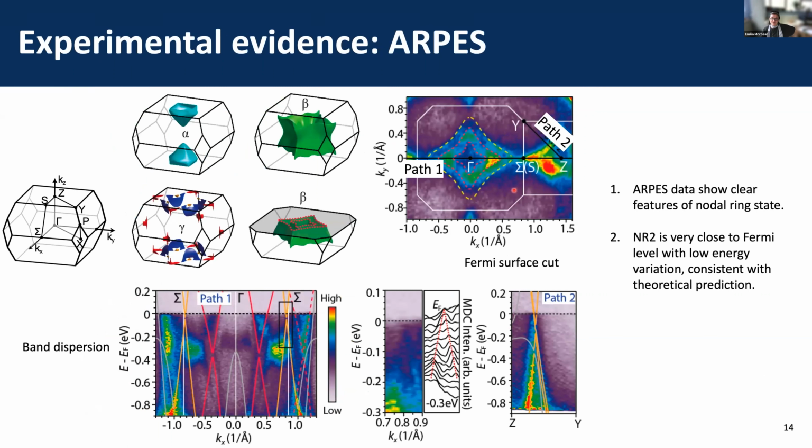As you can see here, we see the different sets of nodal rings, either as we look along path 1 or path 2. And in particular, the one corresponding to this path 2, the YZ path, as shown in this figure over here, is very close to the Fermi energy with low energy variation. And this is consistent with the theoretical prediction based on this toy model of a square net sublattice, which is what we see in europium gallium-4.